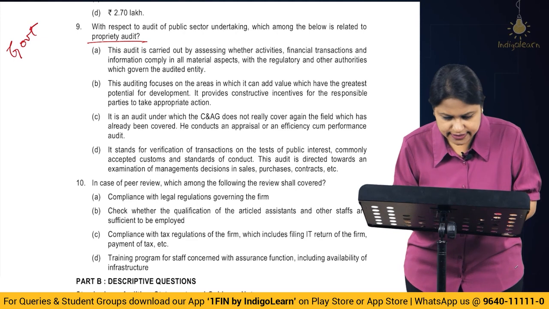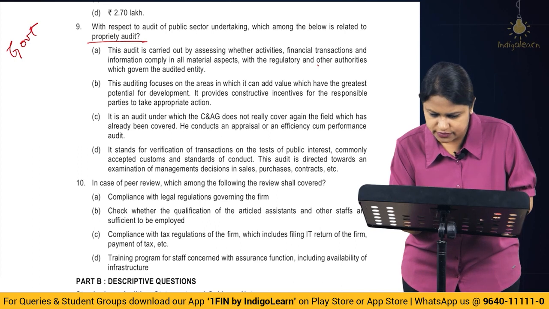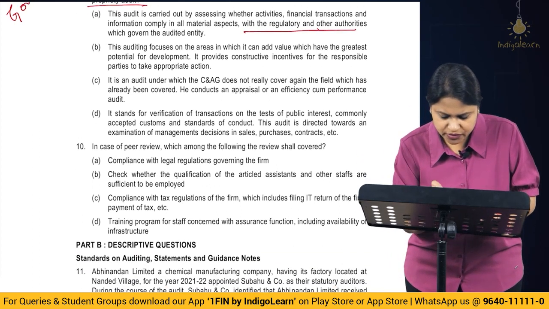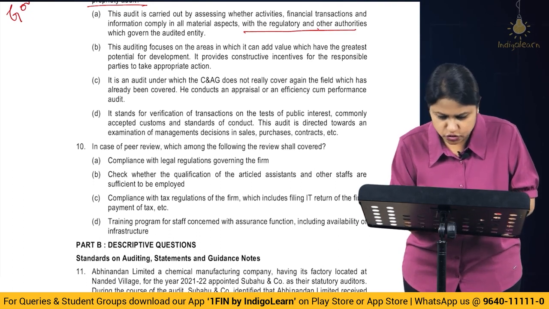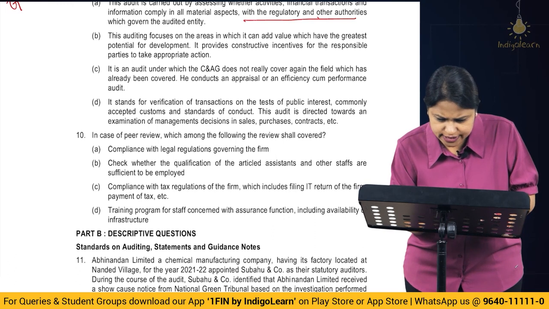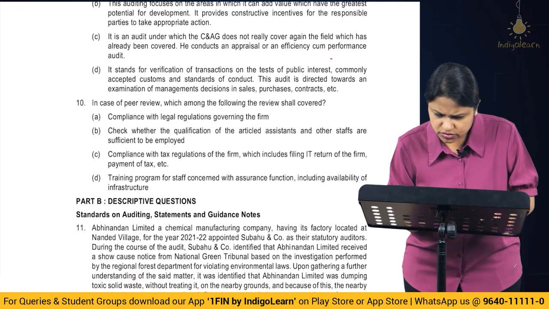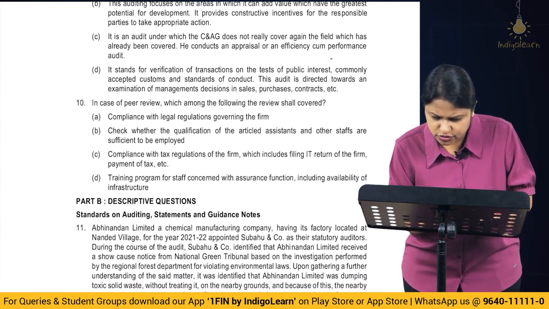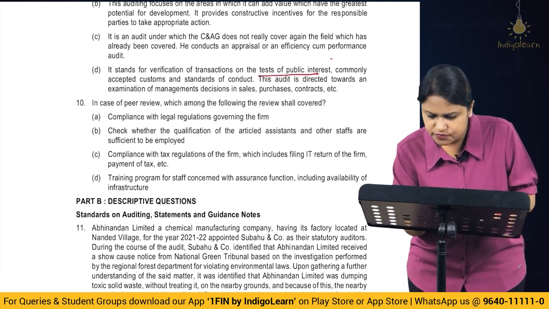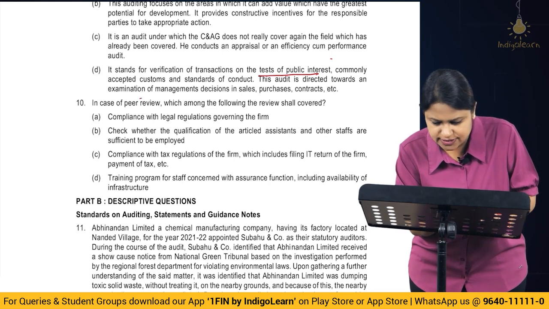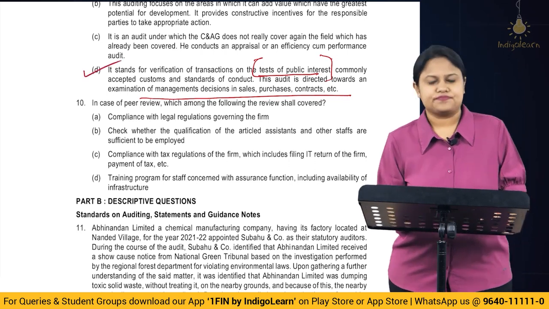So let's see which of the following is telling that. This audit is carried out by assessing whether activities, financial transactions and information comply with norms. No. This is audit of rules and expenditure. No. This auditing focuses on the areas in which it can add value, which has the greatest potential for development. No. It is the audit under which the CAG does not really cover again the field which has already been covered. No. It stands for verification of transactions on the test of public interest. Correct. On the test of public interest, commonly accepted customs and standards of conduct. This audit is directed towards an examination of management decisions in sales, purchase, contract, etc. So, test of public interest. So, the answer is D.